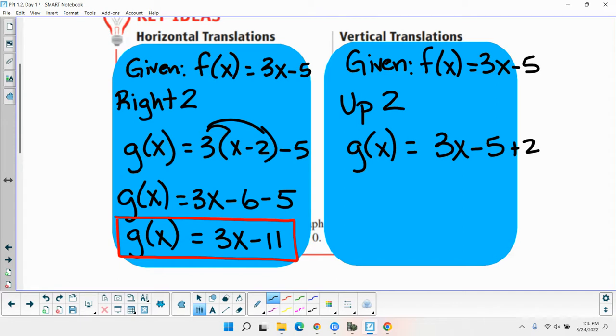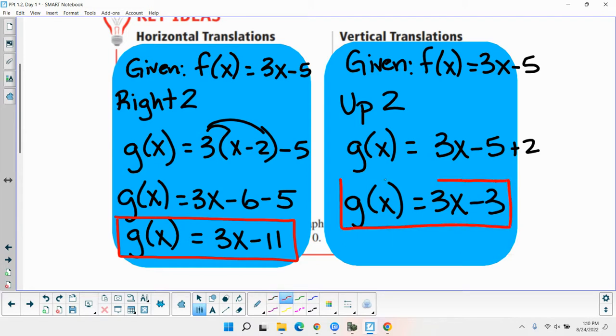And we just add it on the end, on the vertical one. And then we clean it up, we simplify. And just combine the like terms, which is 3x minus 3.